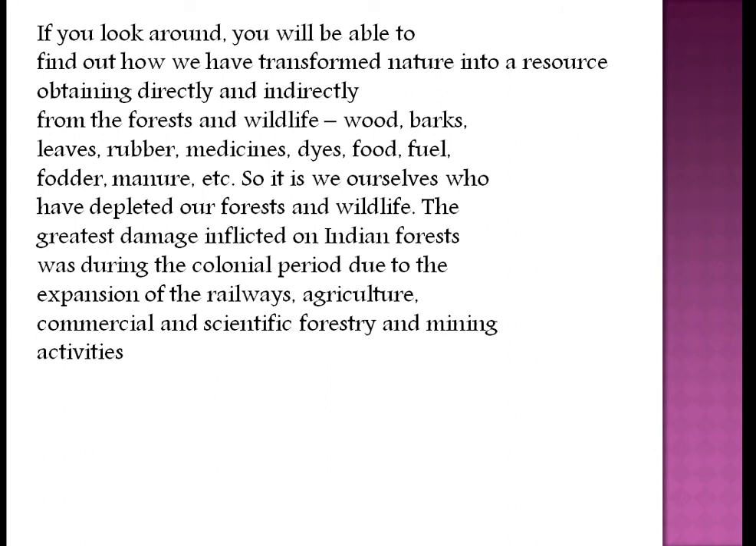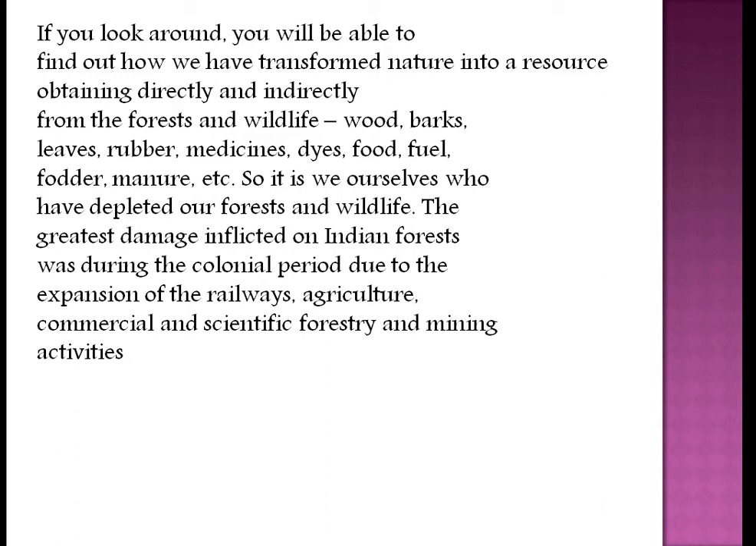If you look around, you will be able to find how we have transformed nature into resources obtained directly and indirectly from the forest and wildlife, such as wood, bark, leaf, rubber, medicine, dye, food, fuel, fodder, manure, etc. By this you can understand the major role flora and fauna play in our day-to-day life. It is we ourselves who have depleted our forests and wildlife.